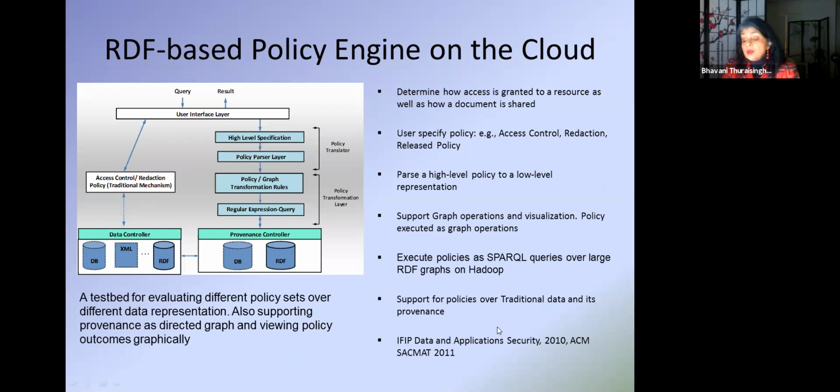provenance. And so we presented this implementation at the IFIP Data and Applications Security Conference, sorry, the IFIP Data and Application Security paper was in 2010, and also at ACM SACMAT in 2011. And then we also had some other conference papers based on this information sharing work. Okay, so this particular policy was implemented in the cloud. Okay, so that we presented.